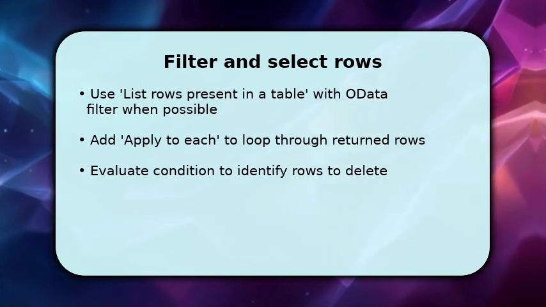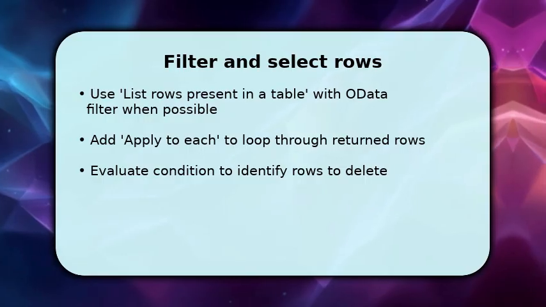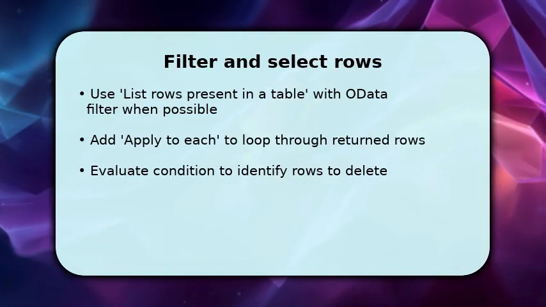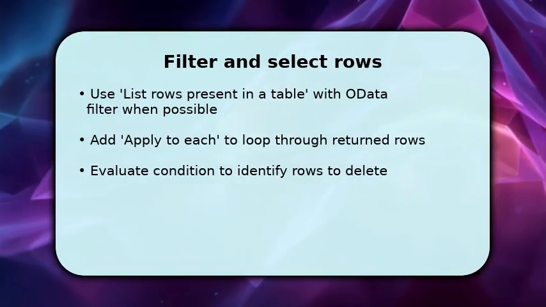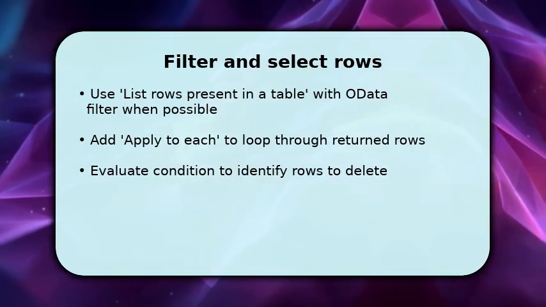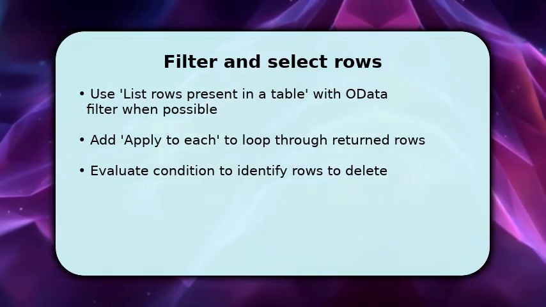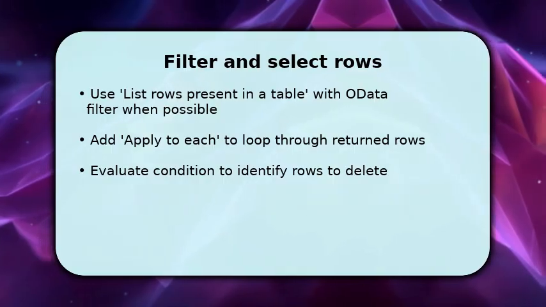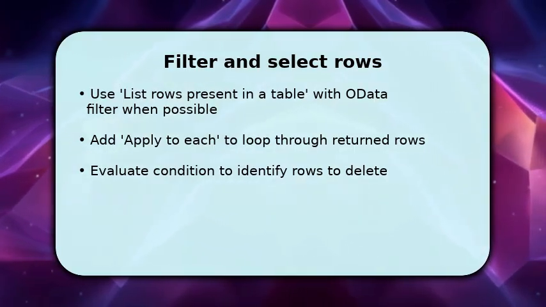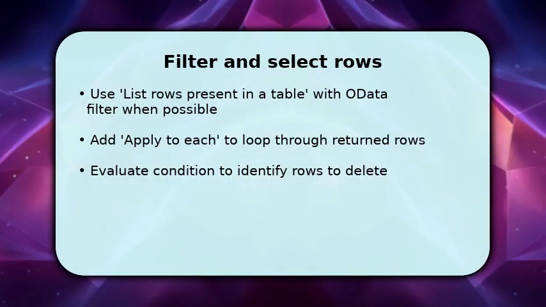This improves performance. Then add an Apply to each to iterate remaining rows, and inside it use a condition to check the deletion criteria. For example, blank ID, status equals obsolete, or date older than X. If the test is true, prepare the key fields needed for deletion. Make sure you reference the table's unique identifier, so you delete only the intended records.